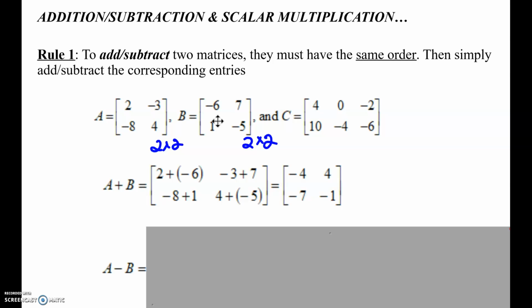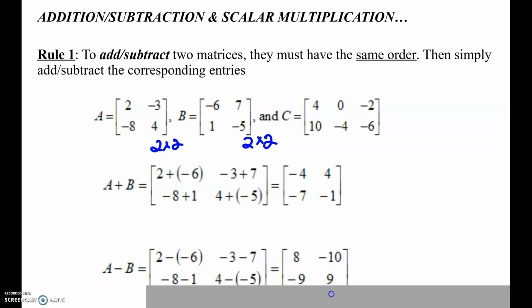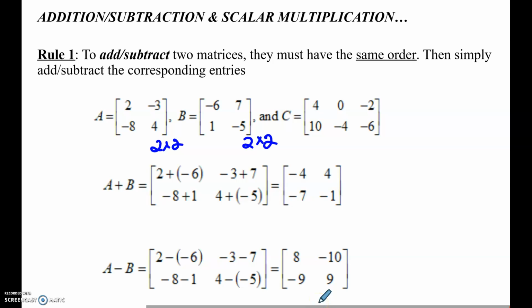Subtraction, basically the same thing. Of course, the only difference is going to be that instead of adding our corresponding entries, we're going to subtract them. So we just watch our signs. But with addition and subtraction, we have to have the same order, and we end up with a matrix that is still that same order. That's going to be different when we get to other operations.